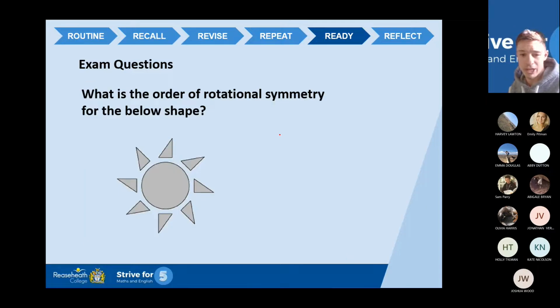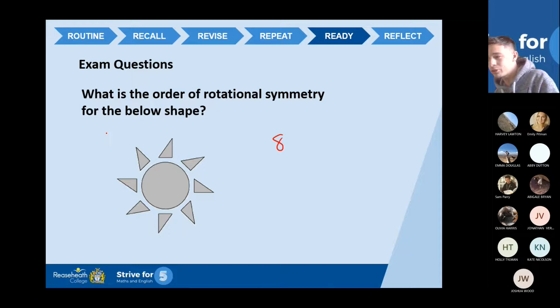Now, this is a funky shape. Let's call it the sun. What is the order of rotational symmetry for this shape? Now, I'm going to go on to Desmos and have a look at your answers here. What numbers have we got? Okay, I'll tell you what, most of you have put 8. Now, some of you put 0.